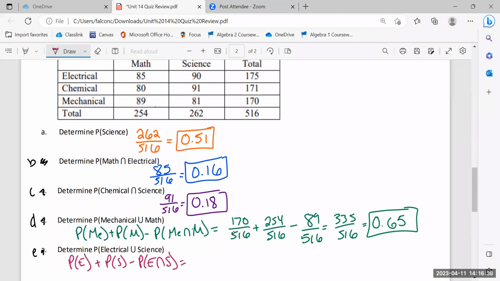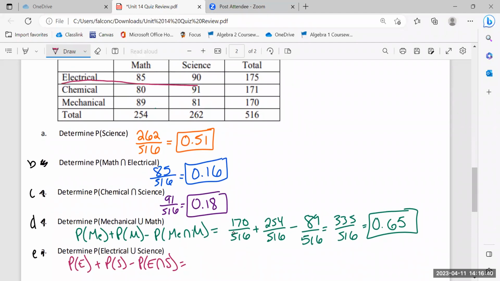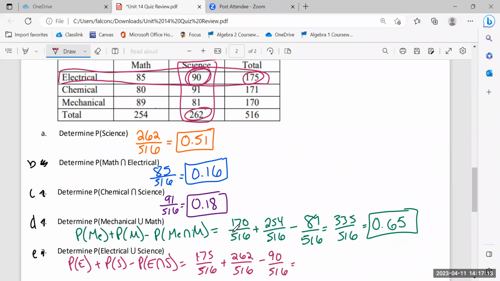So probability of electrical. So we're going to look at our electrical row. So we want the total, so the 175. So 175 over 516. And then probability of science, we want the total for that. So total amount of people that like science are 262 over a total amount of people, 516. And then we subtract their intersection, so where they cross, so the 90. So we do 90 over 516.